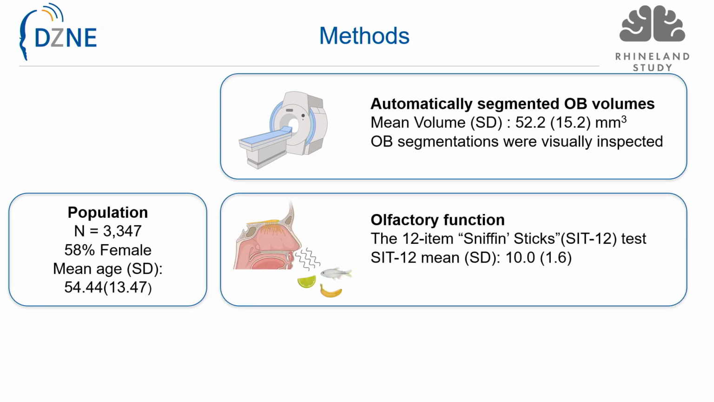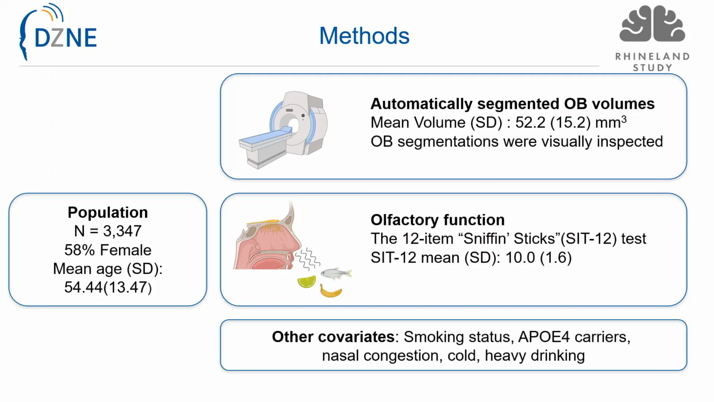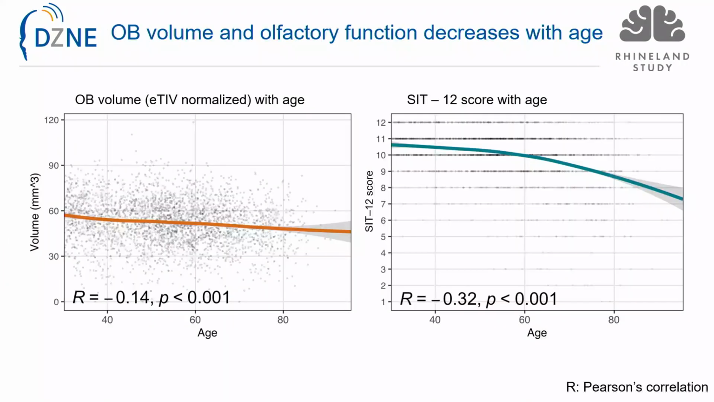And to assess the odor identification ability, we used the 12-item sniffing sticks, and the mean score is 10 in our population. And also, we took the known risk factors for olfactory dysfunction into account, like smoking status, ApoE4 carrier status, nasal congestion, cold, and heavy drinking.